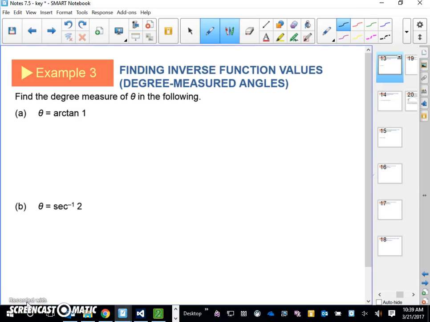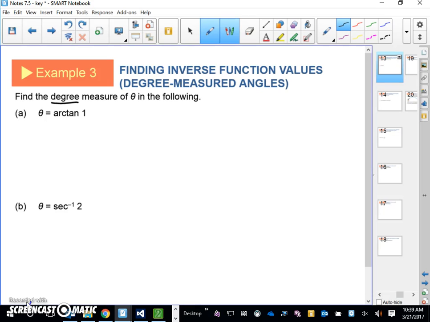Example 3, find the degree measure of theta in the following. We're finding inverse tangent of 1, okay? Inverse tangent of 1. And so you've always got two things, what and where. If we look at the chart, look in the chart for where tangent is going to give you 1.